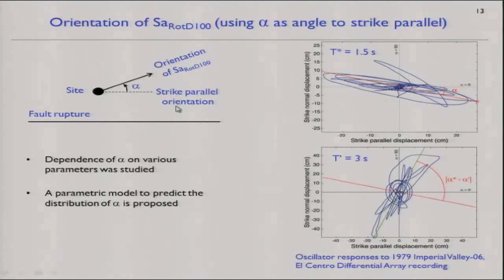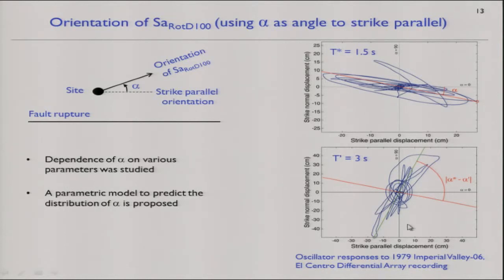So what we looked at was, if we had a rupture and we knew its strike, and then we had a site where we had a ground motion recording, and we knew the orientation of the ROT-D100 spectral accelerations for that particular recording, we took an azimuthal angle alpha as the angle between the strike orientation and the orientation of ROT-D100. Okay, and so just as an example, here's a ground motion.